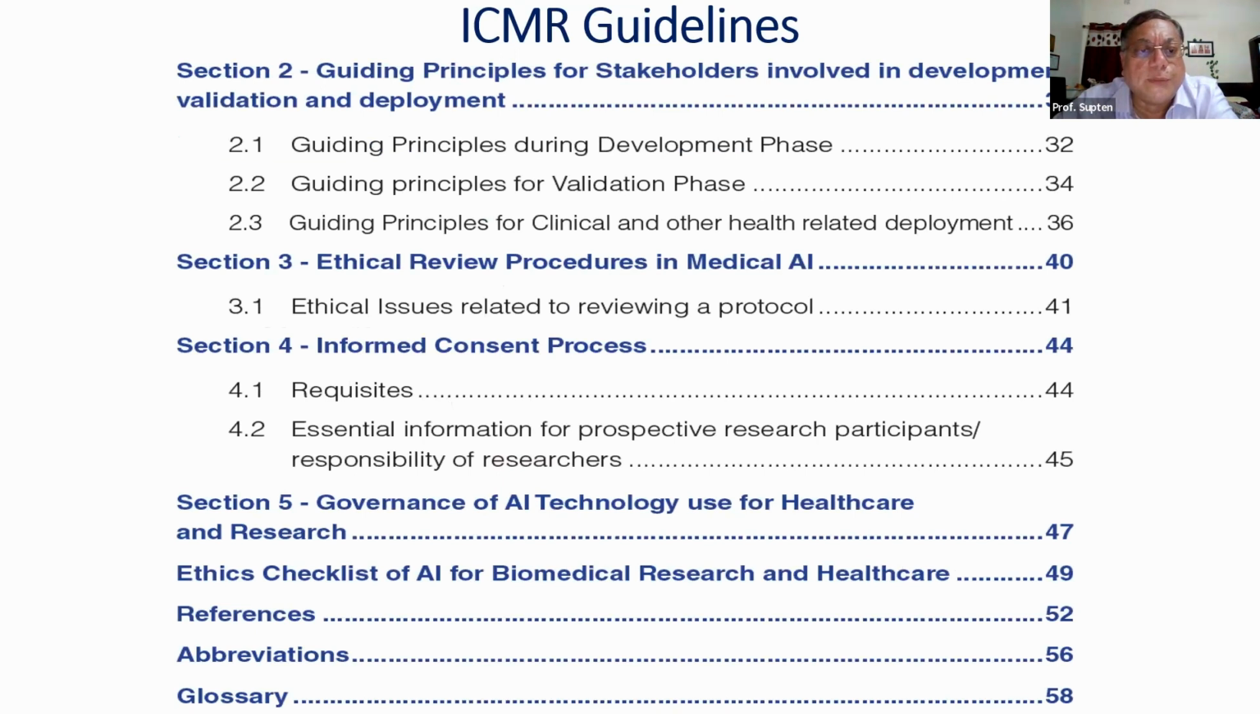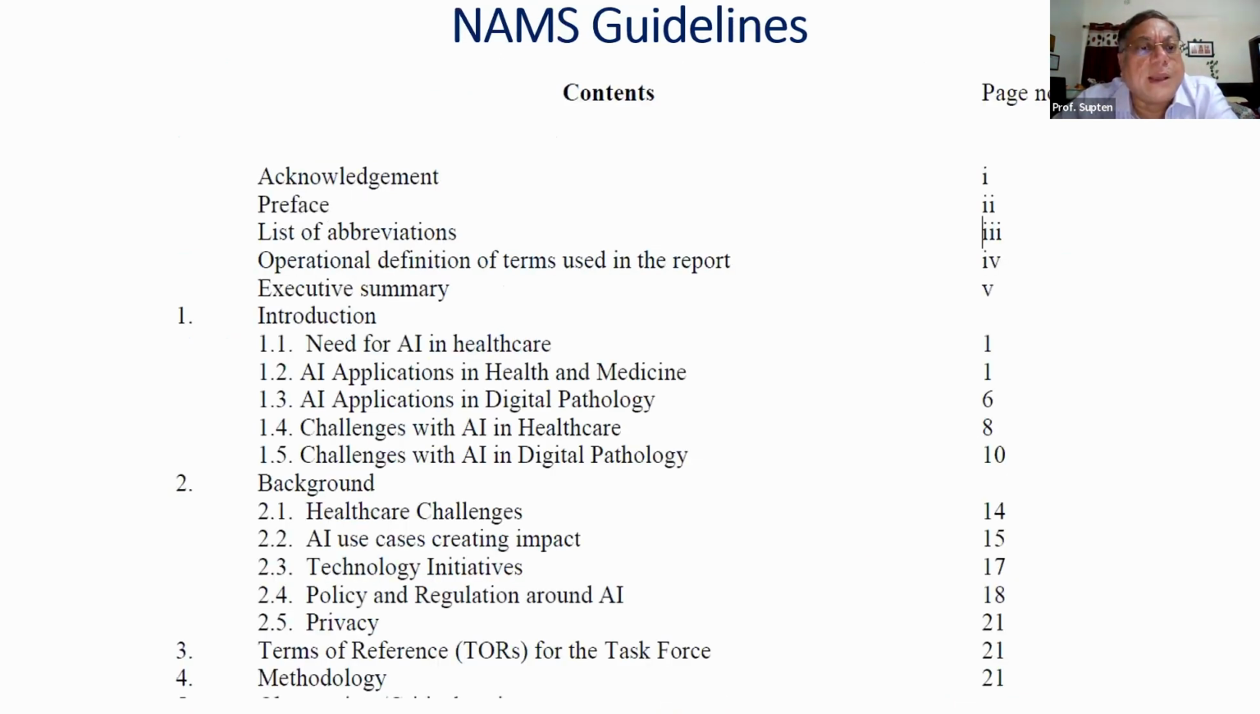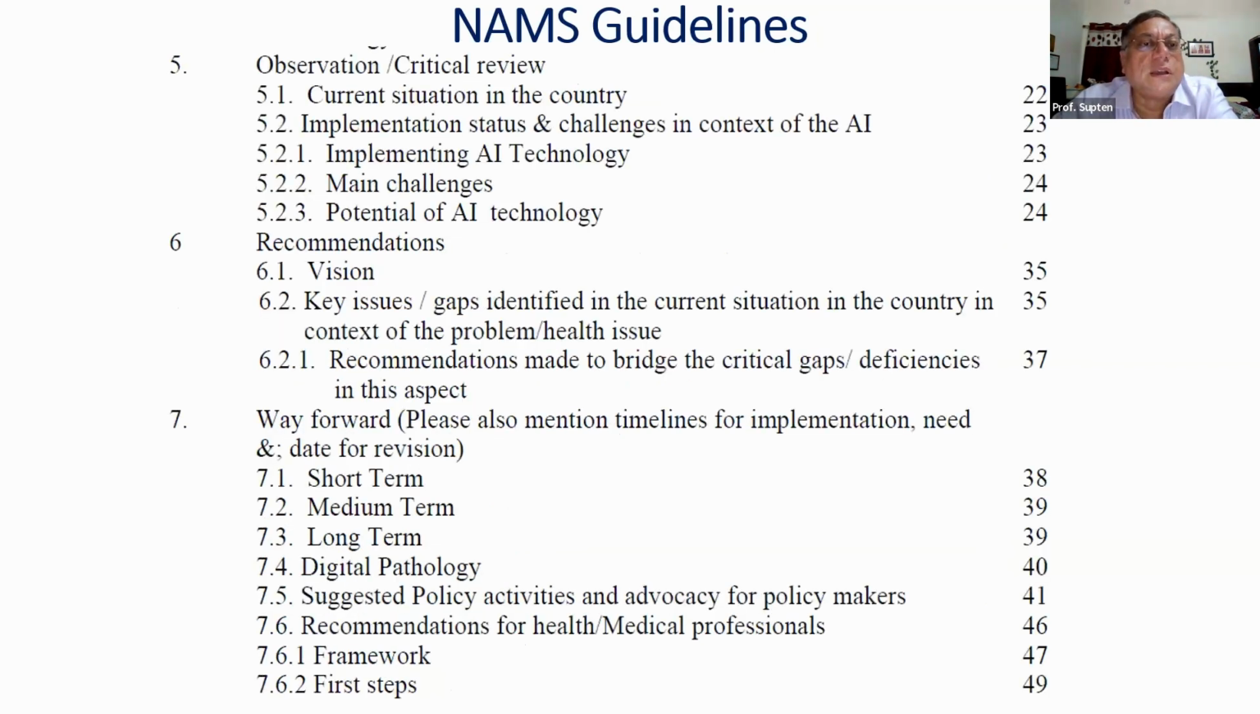Ethical issues for reviewing protocols. So all these are important issues which have been detailed in the ICMR guideline. In the NAMS guidelines, what we tried to do was divide it into sections. First is, of course, what is the need and what are the applications. Then, for example, we took digital pathology as an application. What are the challenges? How is AI creating impacts, various use cases, the technology initiatives, policy and regulations around AI, and of course, privacy.